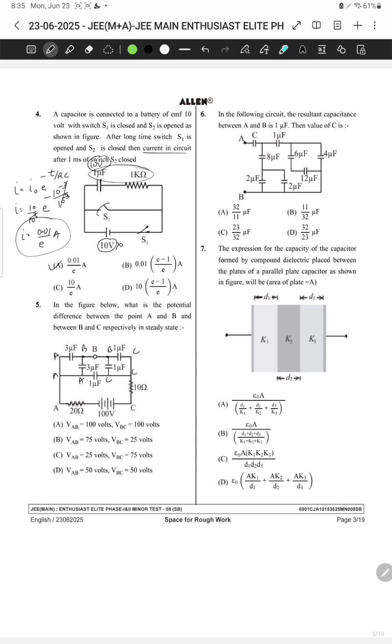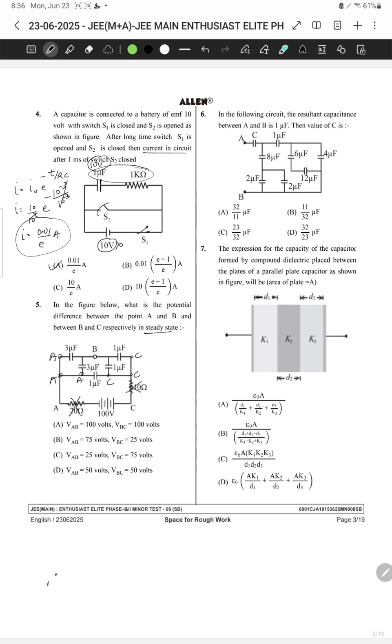In the figure below, what is the potential difference between points A and B and between points B and C respectively in steady state? It is steady state, that means all the capacitors are charged, right? So first of all, we'll draw a replacement diagram. For that, since it is steady state, there is no use of resistors. Clear? So if this is C, this is C, and this is A, this is A, this is A, this is C.